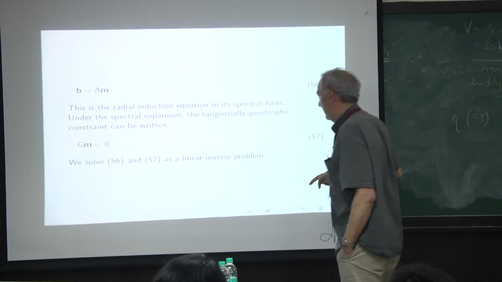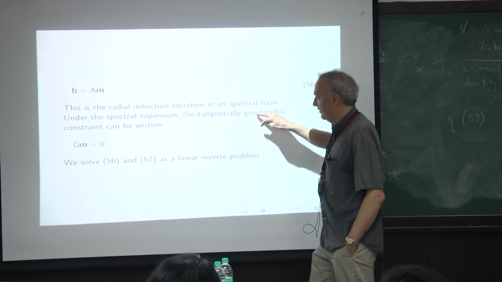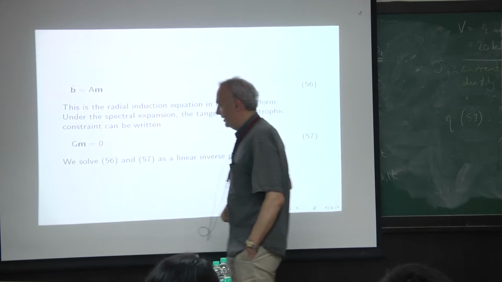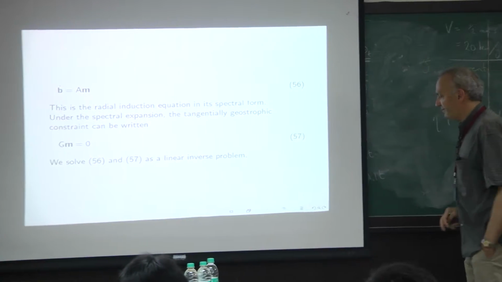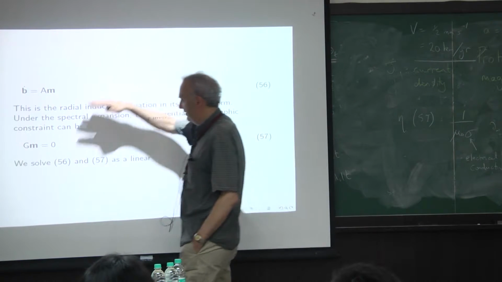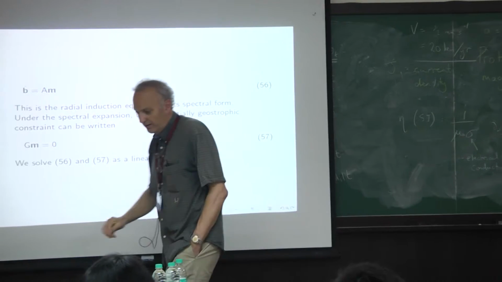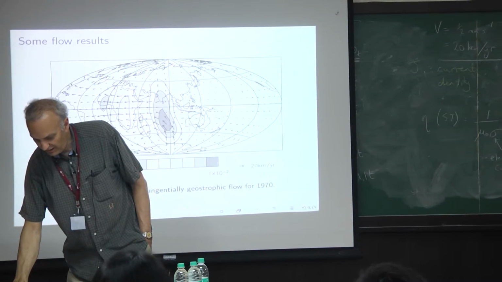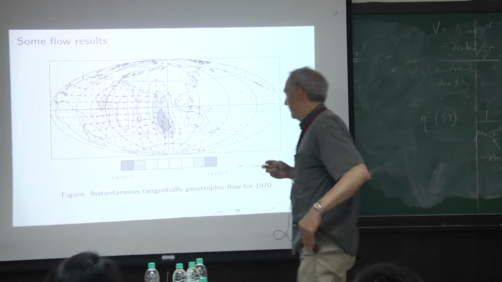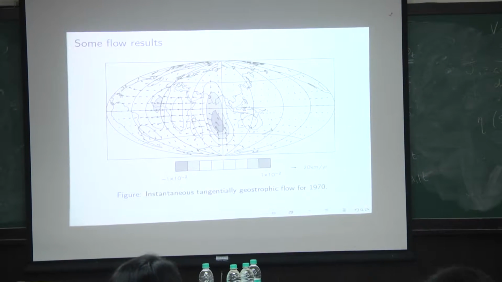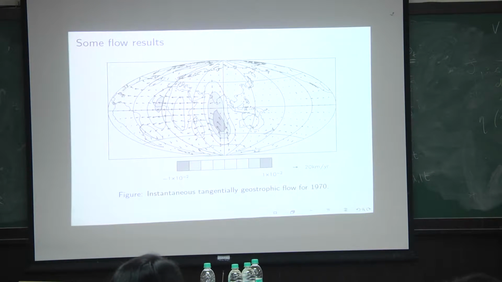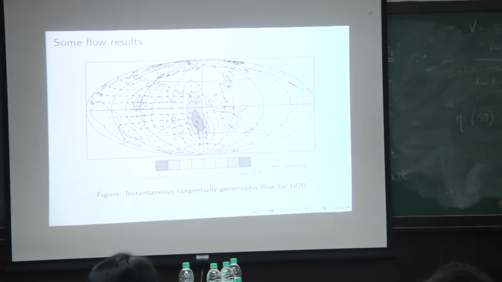And then the other thing, the tangentially geostrophic constraint, is another linear equation. Gm is 0. And we just solve these as a linear inverse problem. Now, I'm not really going to go into the details of how that's done, but it's a linear inverse problem, and you need to add some information in terms of smoothness constraints, things like that. But let's look at some results, okay?